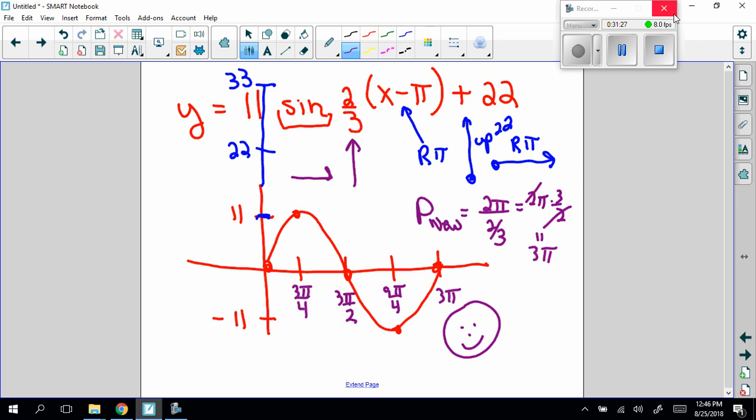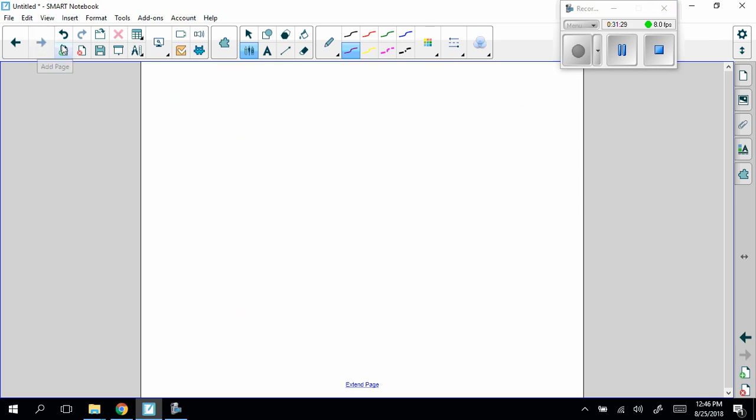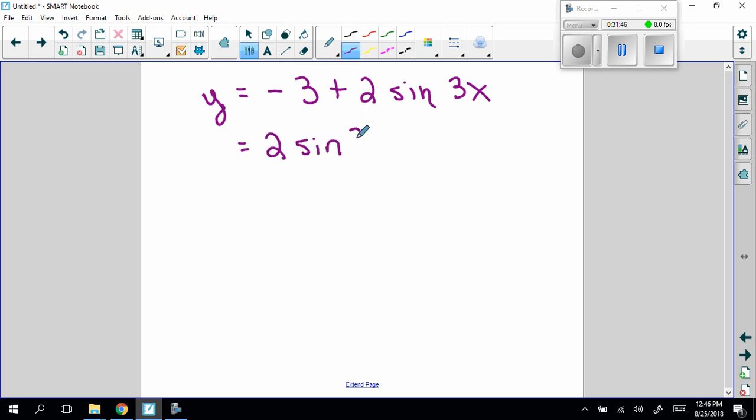Now, they mess with you in the book. They give you stuff like y equals -3 plus 2 sine 3x, and they say graph it. That's because they write it in the wrong order. It's 2 sine 3x minus 3. That's down 3.